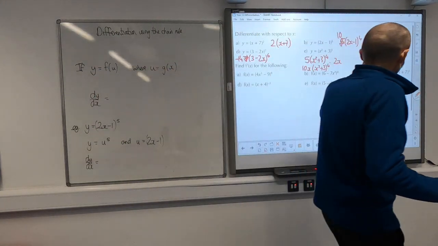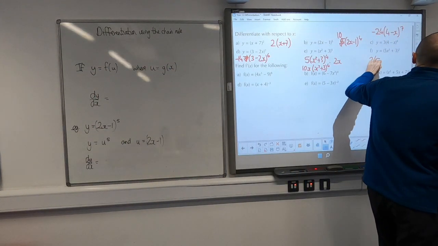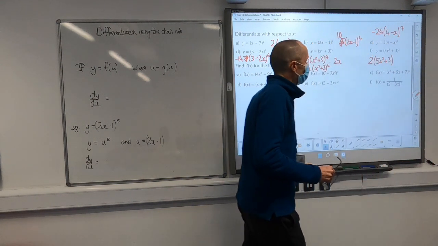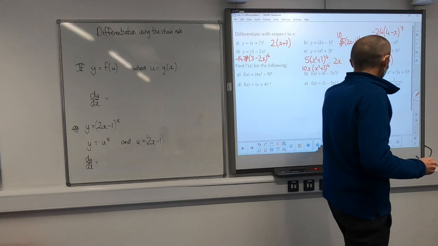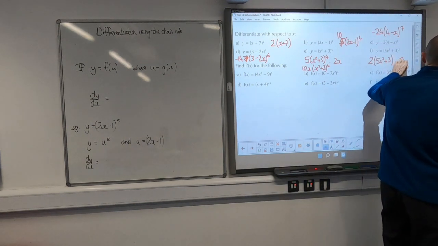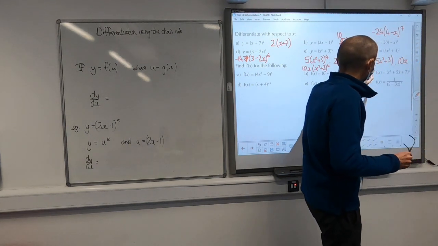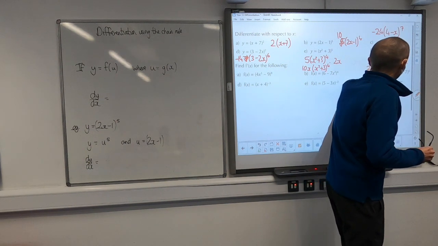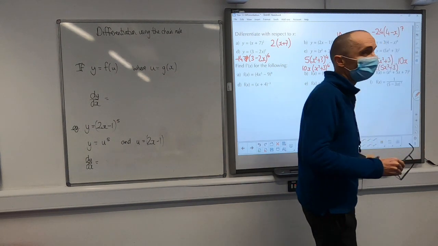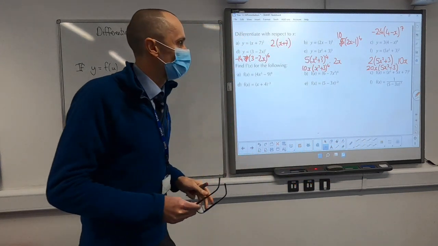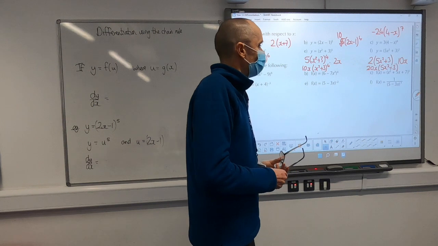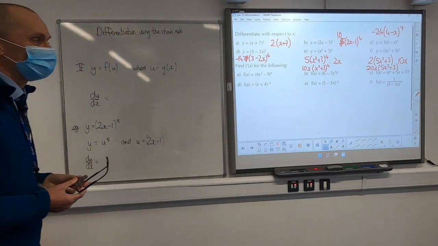And lastly, 2 lots of that bracket to the power of 1, so I'm not going to bother writing the power, multiplied by what you get when you differentiate that, which this time is 10x. So you actually end up with 20x times that, which I suppose you could multiply out this time because it's only to the power of 1. So that would give you 100x to the power of 4 plus 60x, but there's no need to do that.